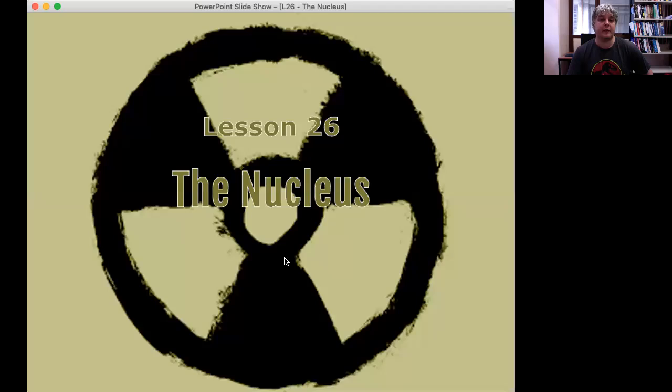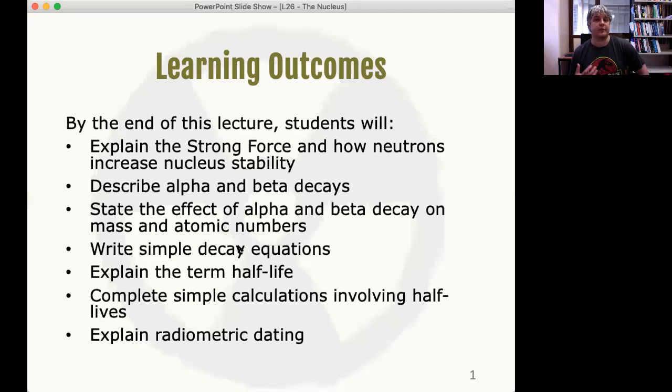Welcome to lesson 26 for introductory physics. This lesson is continuing on our idea of atomic structure. This time we're going to look at nuclear decay. So we talked about the idea that atoms are made of a nucleus surrounded by electrons, and that nucleus is made of protons and neutrons, but those nuclei can change.